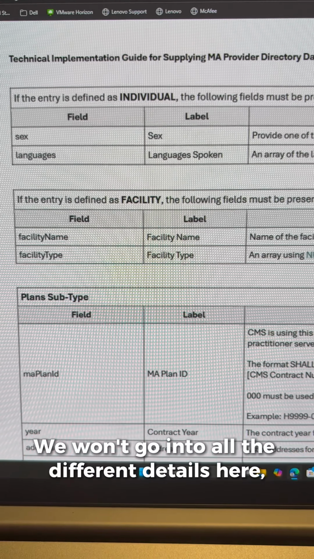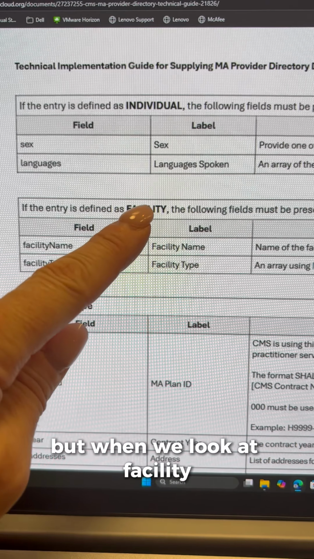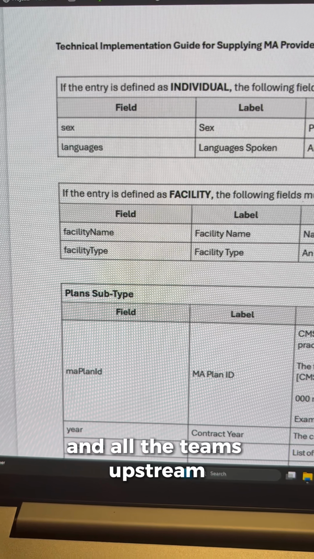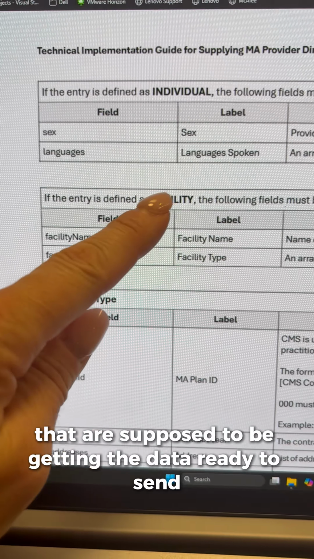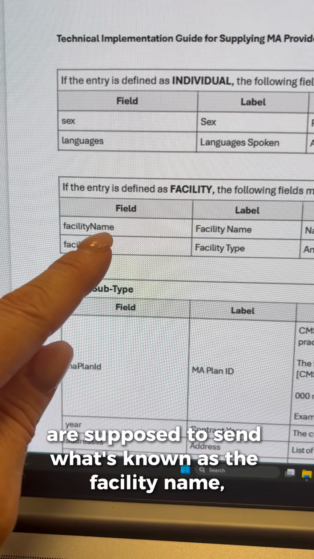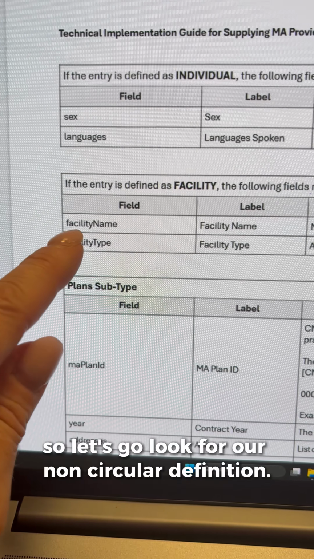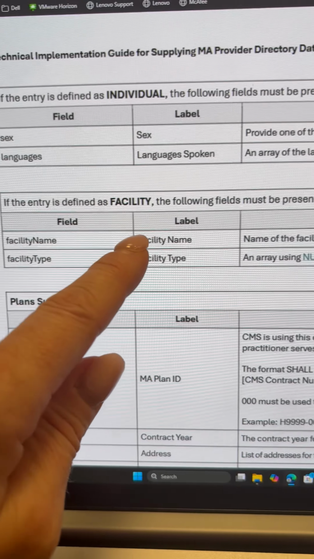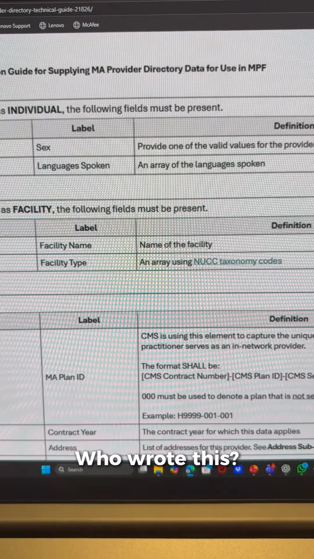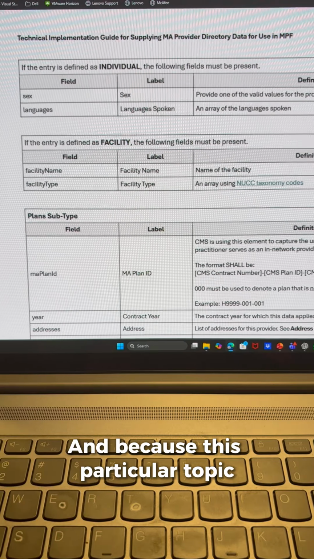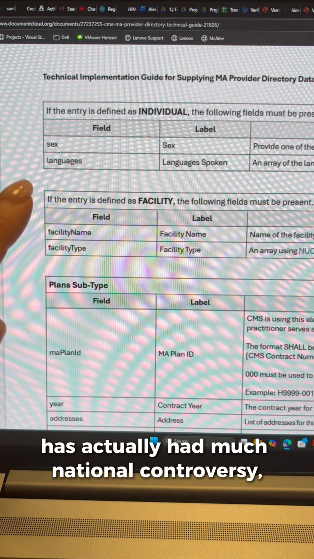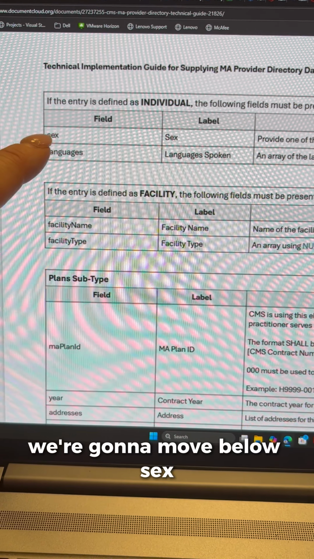We won't go into all the different details here, but when we look at facility, we see that the person who's doing the development work and all the teams upstream that are supposed to be getting the data ready to send it are supposed to send what's known as the facility name. So let's go look for our non-circular definition. Instead, it says name of facility. Who wrote this?